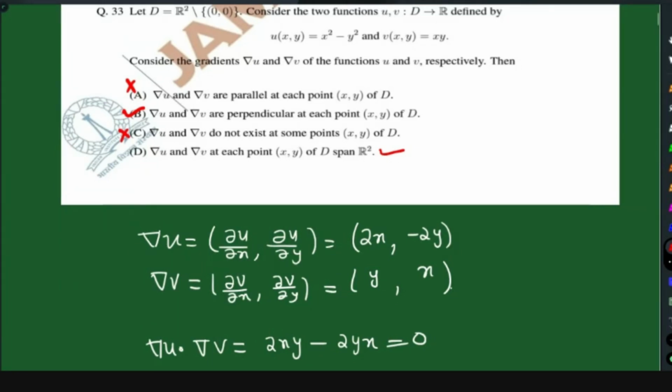What you got is that del U and del V are perpendicular. Two perpendicular vectors in R2 span the entire R2, right? The span of two perpendicular vectors will give you the entire R2. Because the domain is given as R2 minus (0, 0), they are non-zero vectors already. Yeah, they are non-zero. Fine.